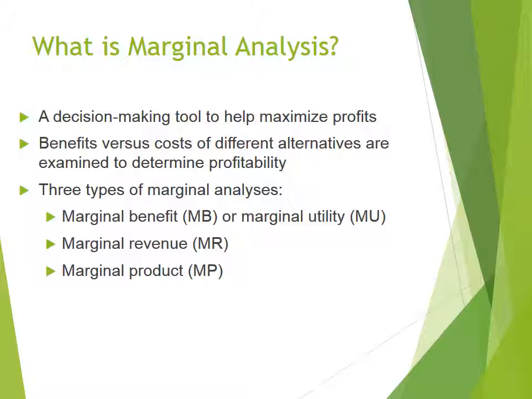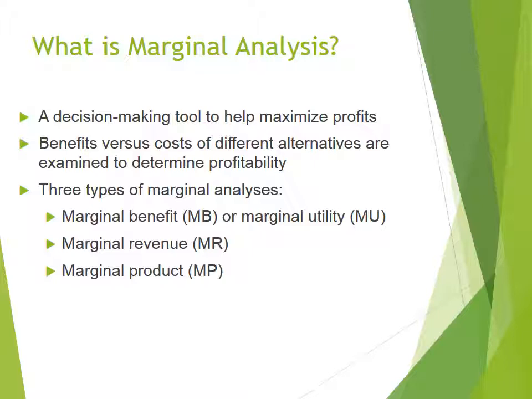Next, we have the marginal revenue. This is defined as the additional revenue from an additional unit of sale. And marginal cost is the additional cost of producing each additional unit of a product. At this point, a seller earns the most benefit from selling a product where marginal revenue equals marginal cost.